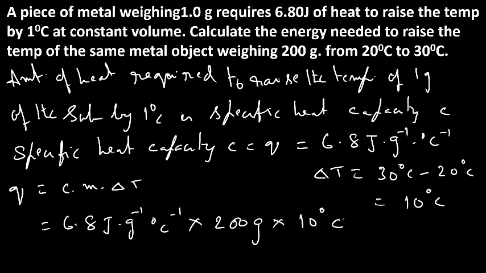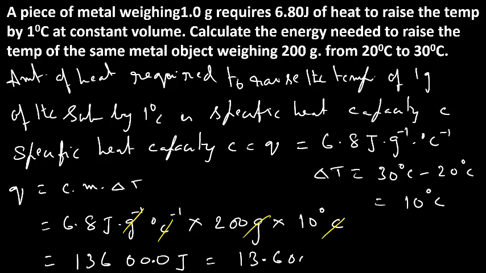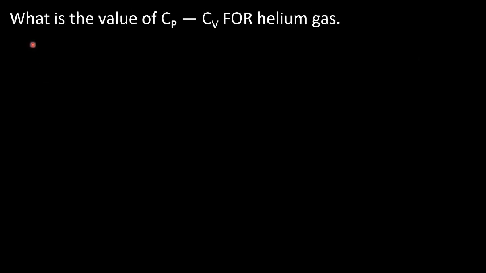So here degree centigrade minus 1 cancelled, gram minus 1 cancelled. Therefore equal to, if you multiply 2 into 6.8, 13.6, and of course 3 zeros here. So this is 13,600 joules equal to 13.6 kilojoule. Let us do another problem.